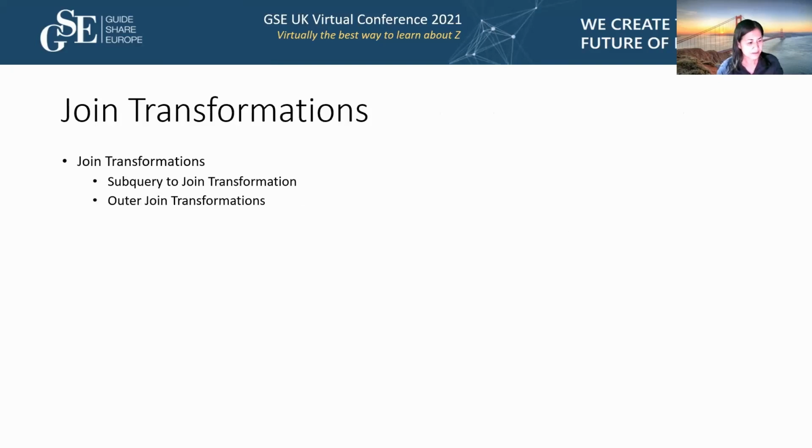Next, we can jump to join transformation. In join transformation, we have two categories: subquery to join transformation and outer join transformation.